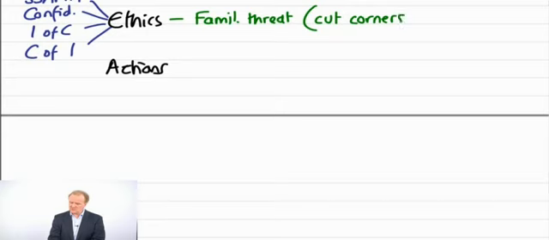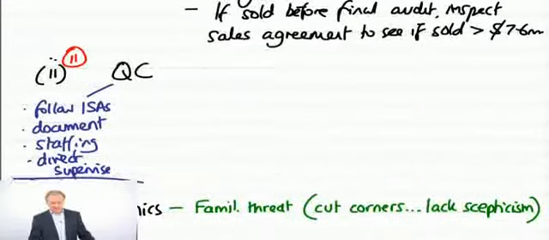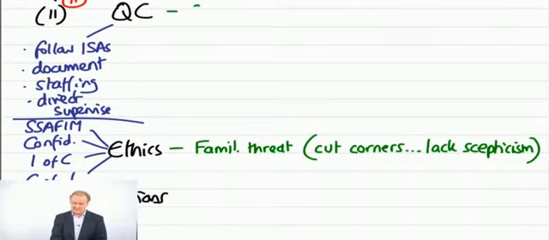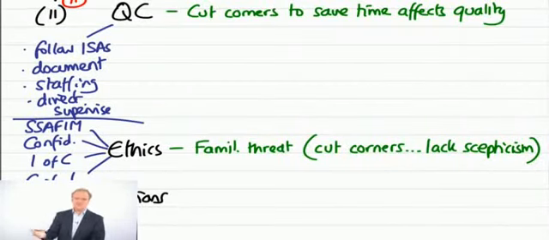Because cutting corners on your audit work shows a lack of professional skepticism. You're not challenging the client's stuff enough, presumably because you think you know the client well enough, you don't need to check. I think that's evidence of a familiarity threat. Now, either I'll put it in as an ethical point or I'll put it in as quality control, because cutting corners to save time will surely affect the quality of the work done. Surely.